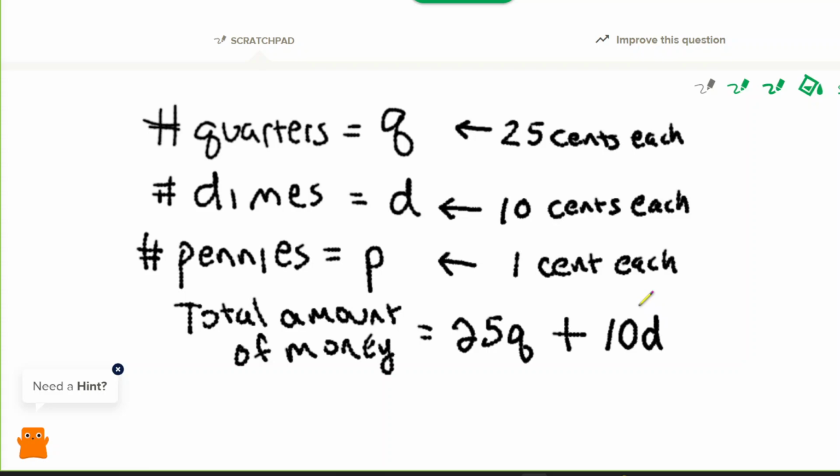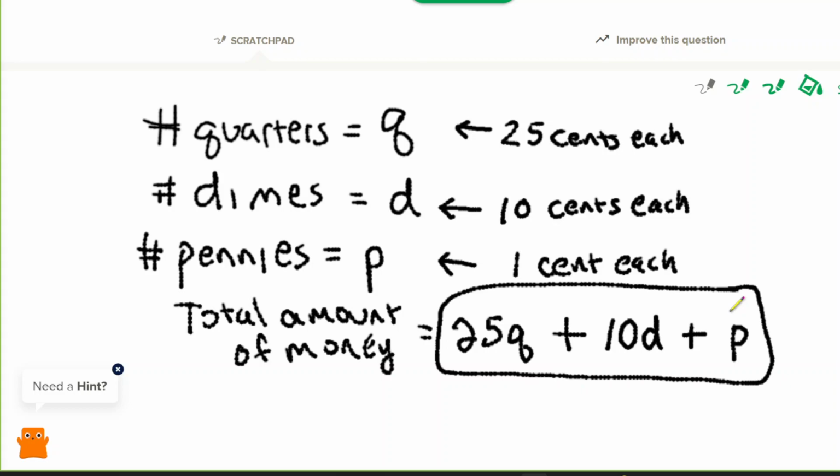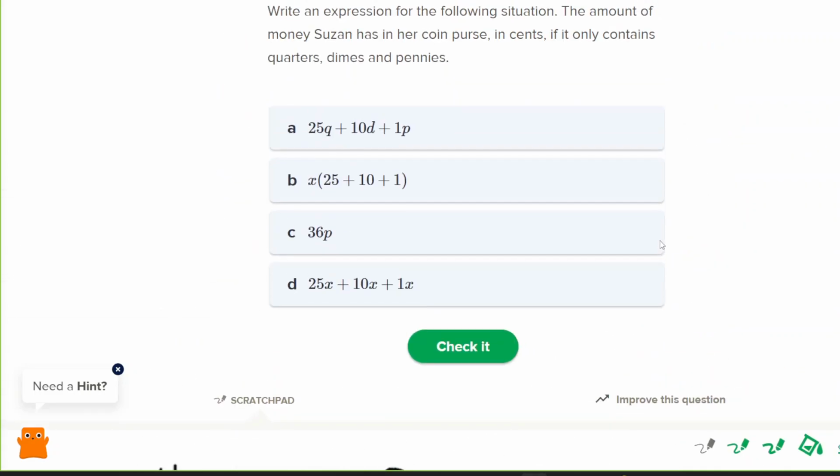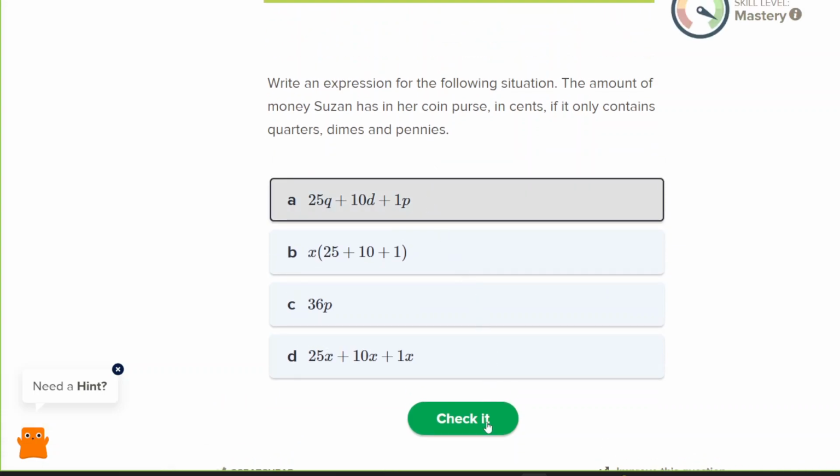And then finally, we're going to add to this the amount of money in pennies. Now, each penny is only 1 cent. So that's just 1 times P. Now, usually when you write 1 times a variable, you don't need to write times 1 because it doesn't change the value. So 1 times P or just P. And there we have it. This expression here represents the amount of money in cents that Susan would have in her purse. 25Q plus 10D plus 1P, and that would be selection A here.